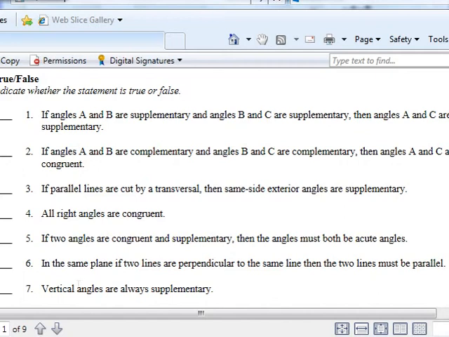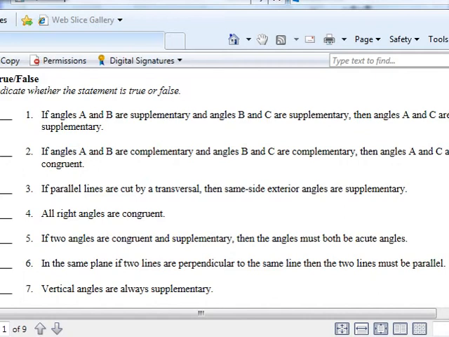Number two, if angles A and B are complementary, and angles B and C are complementary, then angles A and C are congruent. This is called the congruent complements theorem. You could prove it the exact same way. Angle A and C are congruent. What do you think? True, false? A and B are complementary. B and C are complementary. A and C are congruent. What do you think, Andrew Griffith? True. That is true. It's called the congruent complements theorem.